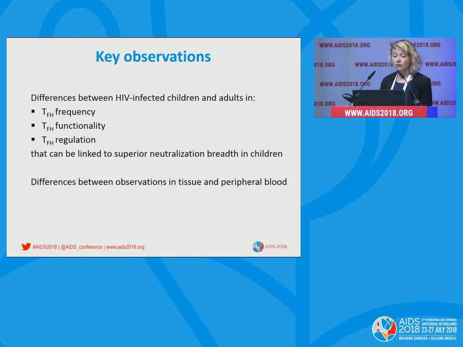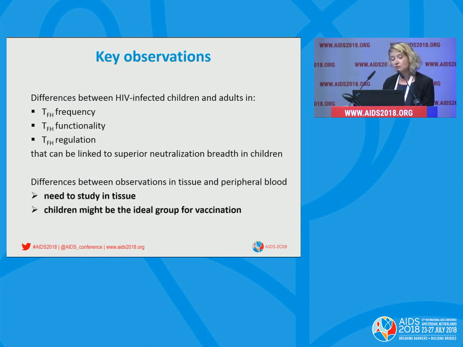We also had different observations between tissue and peripheral blood. So that led us to the conclusion that there is a need to study the T follicular helper cell reaction within tissue where it actually happens, and also that children might be the ideal group for vaccinations as they show a strong HIV-specific antibody response.